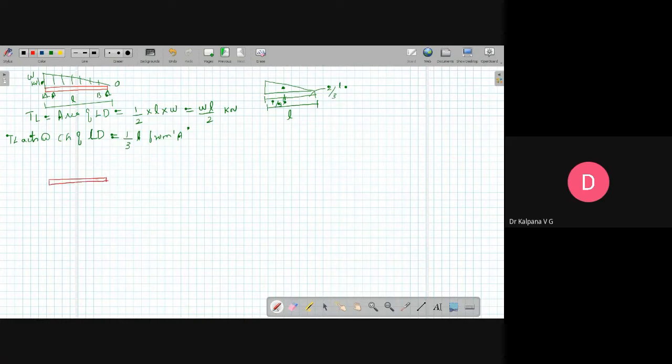So beam AB is subjected to the total load WL by 2 at a distance of L by 3 or 2L by 3. So this is the conversion. We need to remember that whatever the loading diagram may be, the total load will be the area of the loading diagram, and it will act at the center of gravity of the loading diagram.